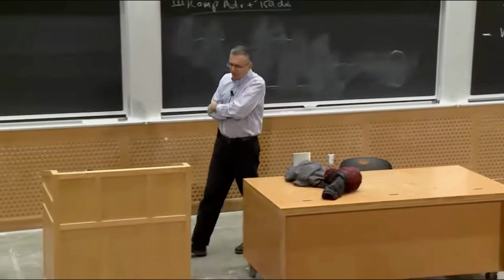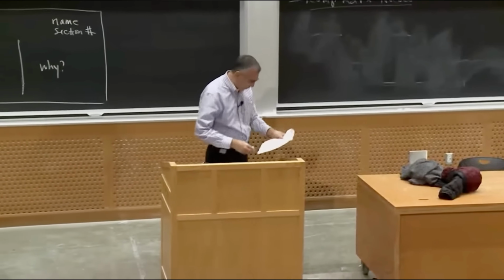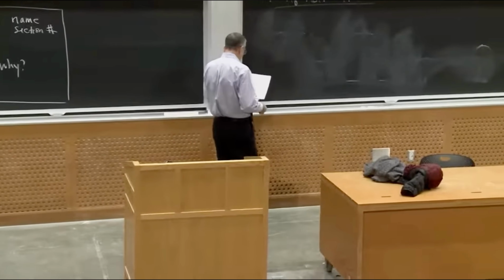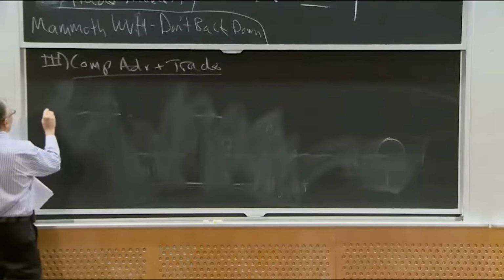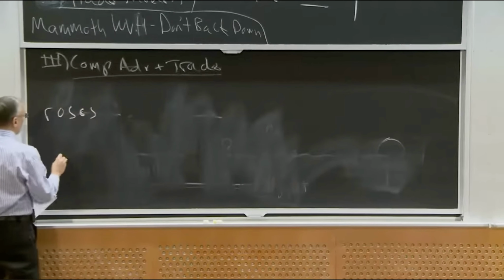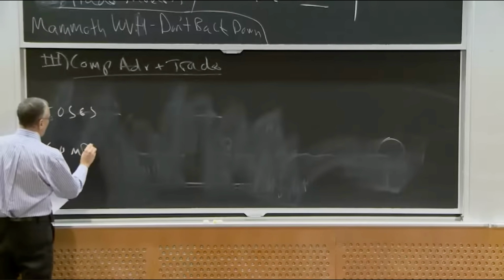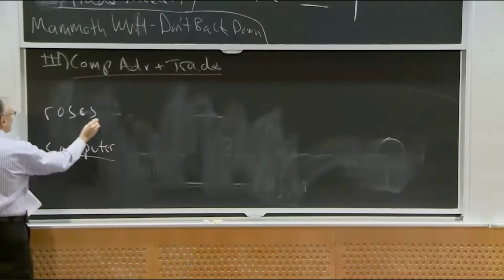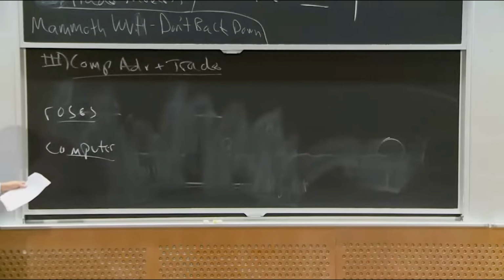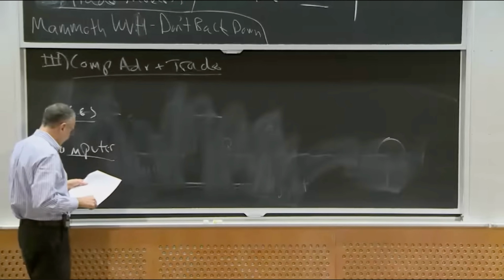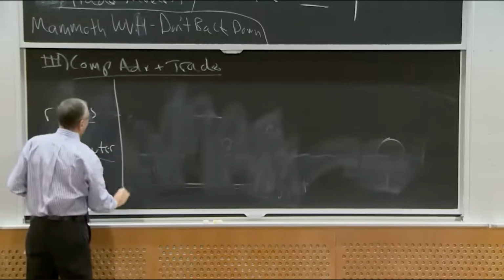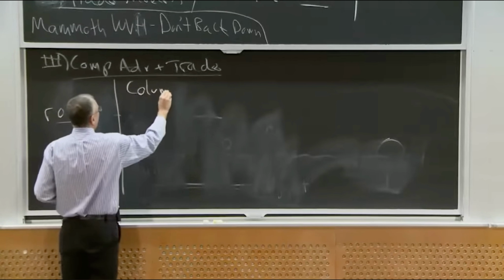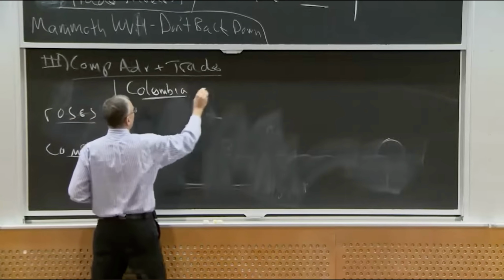So we're going to put particular examples on it. Here's a particular example. This is the way a 2x2 model looks. So for example, let's say we have two goods. We have roses and computers. Let's say we're talking about a dozen roses versus a computer. Okay, so this is a dozen roses versus a computer. Okay? And then we have Colombia and the US.